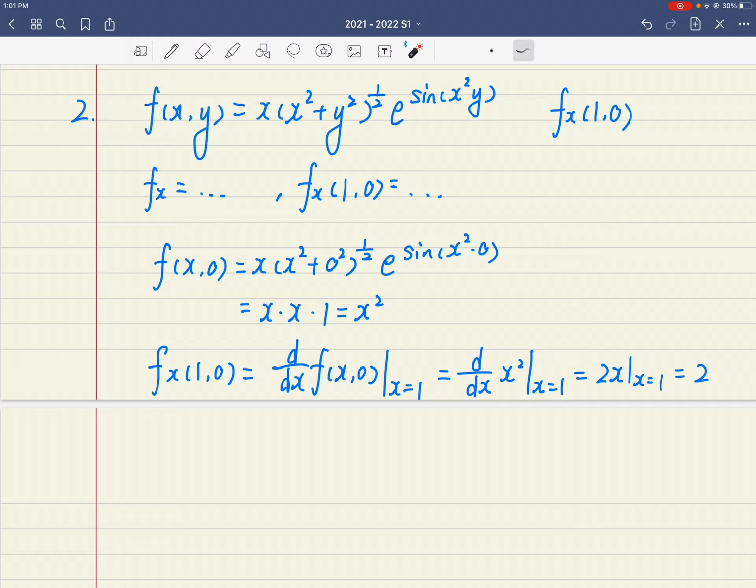Okay, it's all because when you talk about the partial derivative, you are fixing all other variables. Right? Since we already know y is fixed at 0, we can first fix y at 0 and then do the partial derivative. Okay.